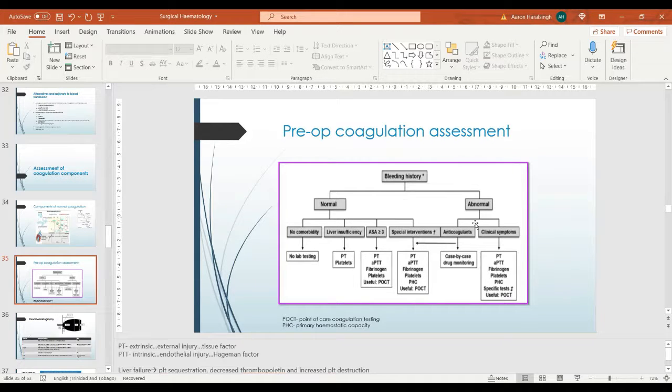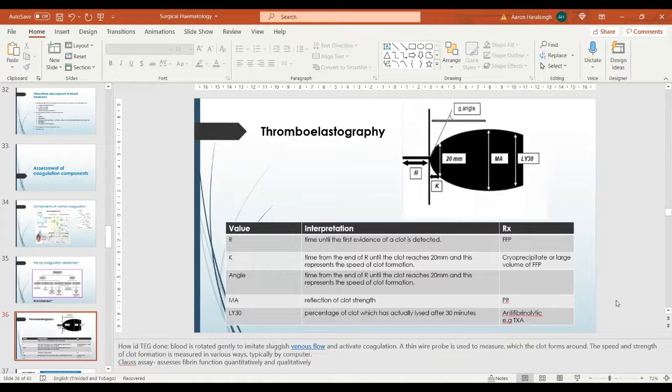If they have an abnormal bleeding history, then you have to work out whether they're on anticoagulants, in which case they require case-by-case drug monitoring and may require certain interventions in order to correct that. And if they have clinical symptoms, then you can do a full panel, PT, PTT, fibrinogen, INR, platelets, in an effort to look for the cause of that coagulation abnormality.